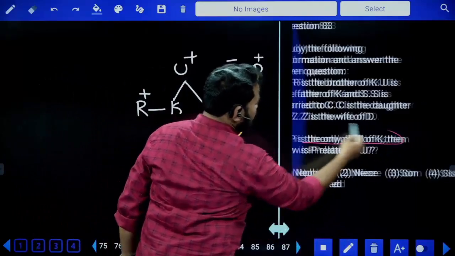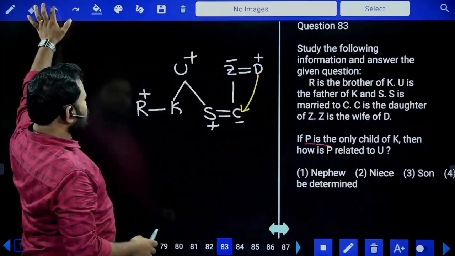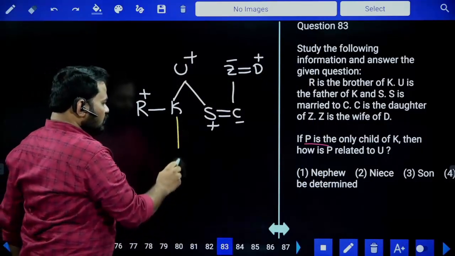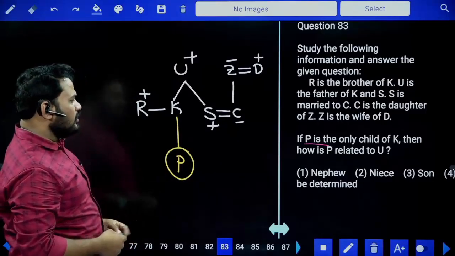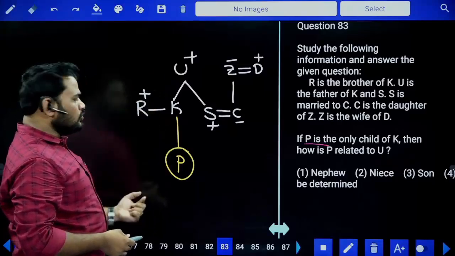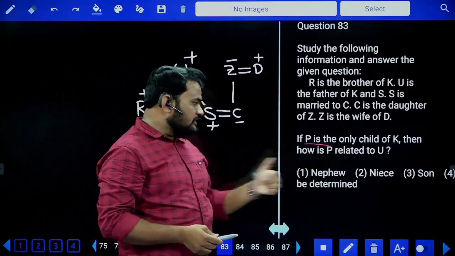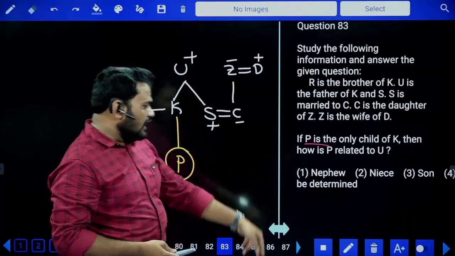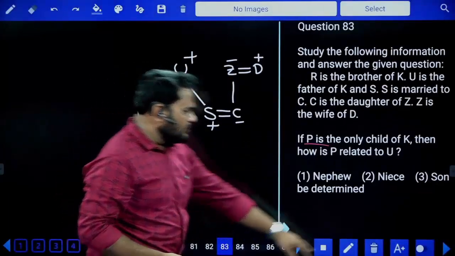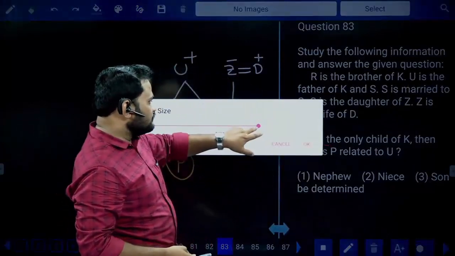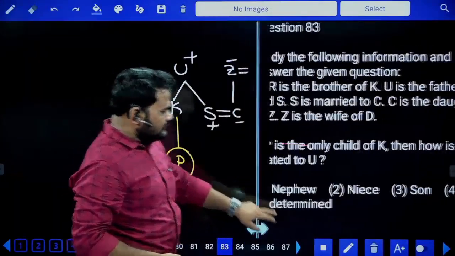This is extra data for the actual data. If P is the only child of K, so only child, the gender is not confirmed for P. Then how is P related to U? We don't know the gender of P, but how is P related to U? The gender of P is required, which is not mentioned. Hence the answer for this question is cannot be determined. I think it is option number 5. Option number 5.